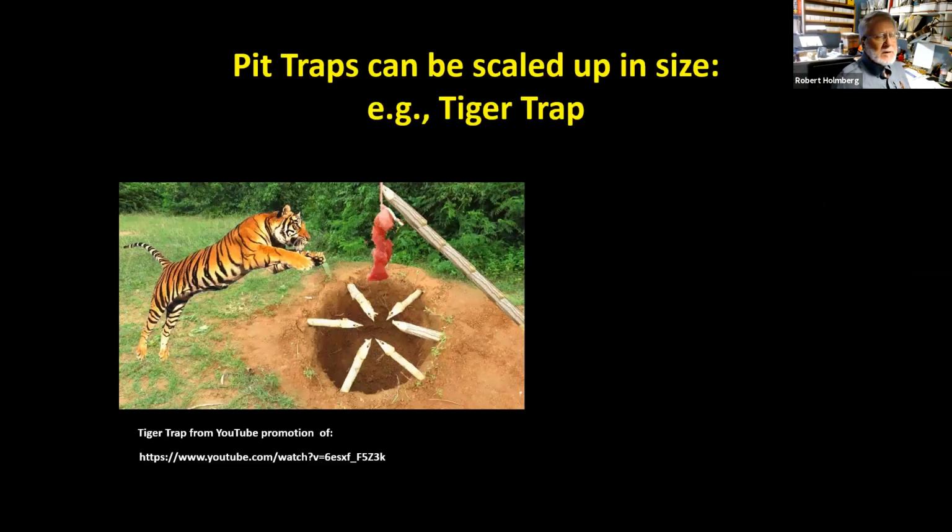Now, pit traps can be enlarged to capture larger things, and this illustration shows what would be a tiger trap. And this is an advertisement for a YouTube video that was actually trapping a live smaller cat than this. This tiger has been superimposed as an image on the trap that's used in the video. And it did catch a small native cat, and it was alive. So it fell down through that space and couldn't get out.